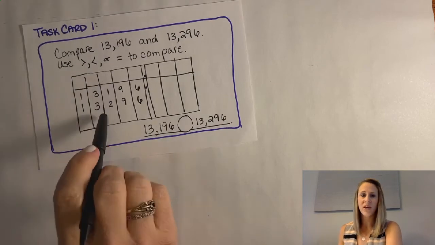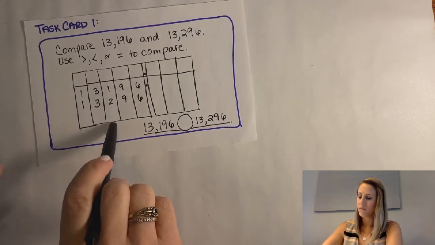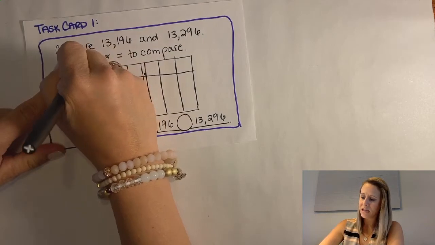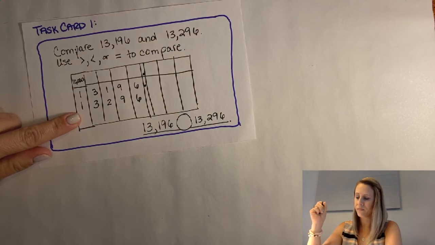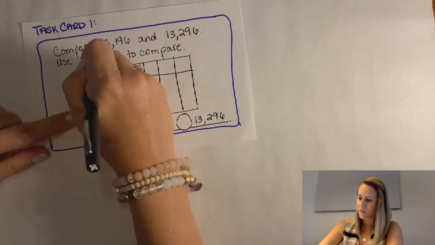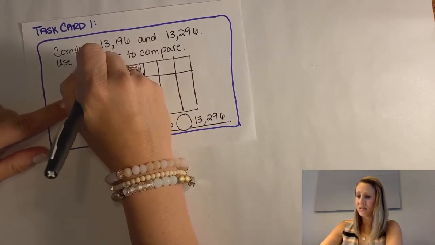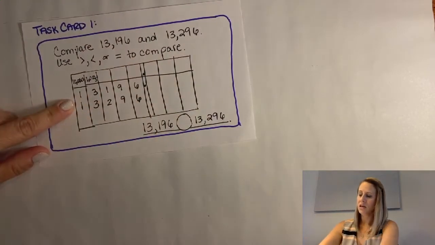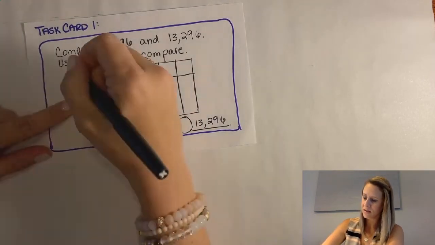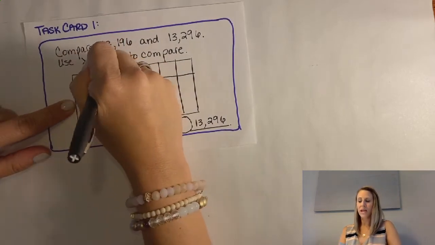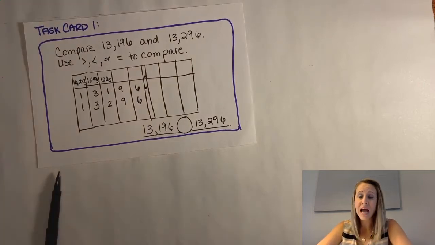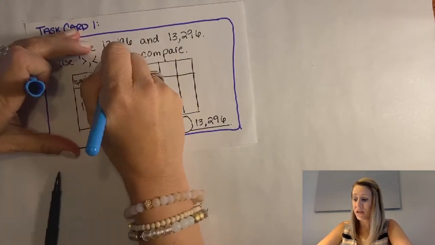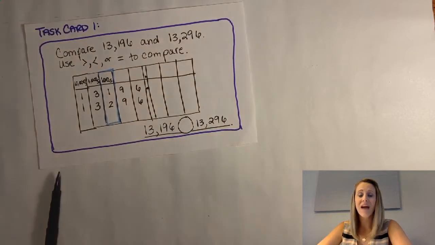both contain a 1. Our thousands both contain a 3. Our hundreds are different. In the hundreds place, we have a 1 and a 2. Now at this point, I do not need to go any further in my comparisons because I have found the place at which the values are different.